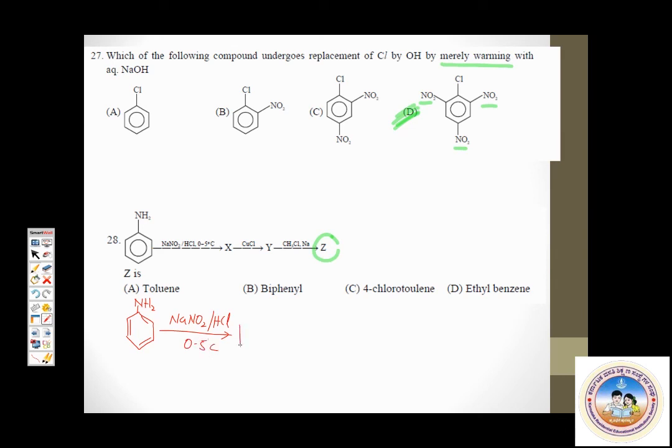Benzene diazonium chloride, N2 plus Cl minus. Okay, this is our product X. Now this is made to react with cuprous chloride. Here HCl is left out. Please include that HCl. Cuprous chloride in presence of HCl. This is Sandmeyer's reaction. So you end up getting chlorobenzene. Yes, this is Y. This is compound X. This is compound Y.